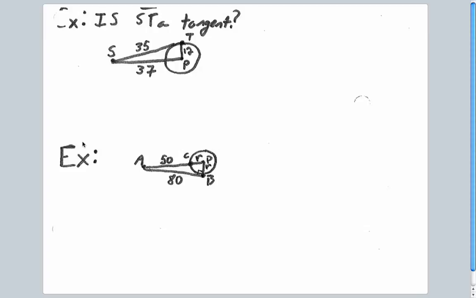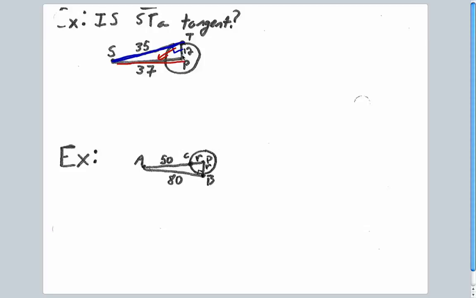So let's do some examples here then. Is ST a tangent? If I look at this picture, I want to find out if ST is tangent to the circle. Well, ST will be tangent if this angle right here is 90 degrees, a right angle. If ST and TP form a right angle, if they're perpendicular, then it's a tangent. That means that this side here, SP, must be the hypotenuse of the right triangle if it's tangent.